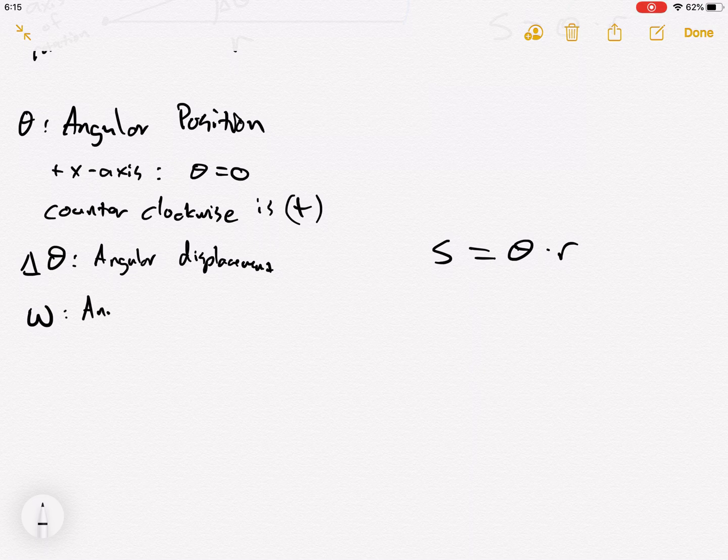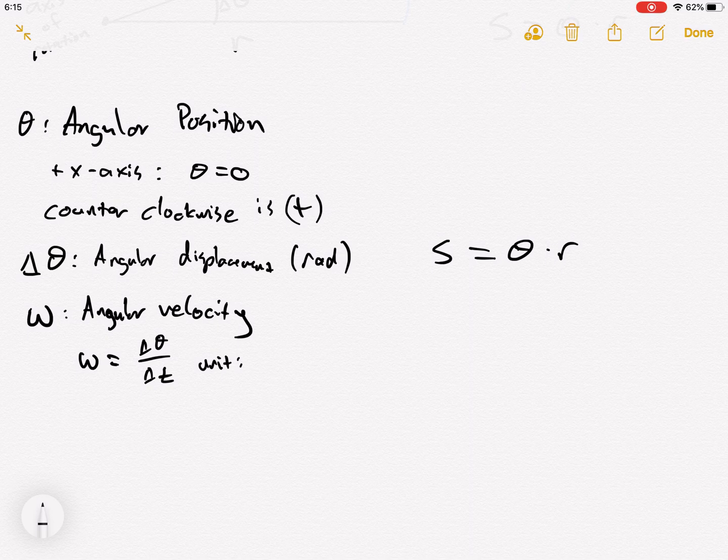This will be angular velocity. And just as we did for linear motion, we're going to define this as delta theta over delta t. And you can see a unit coming out of this pretty quickly. If theta is in radians, then delta theta over delta t is in radians per second. That is the SI unit for angular velocity.